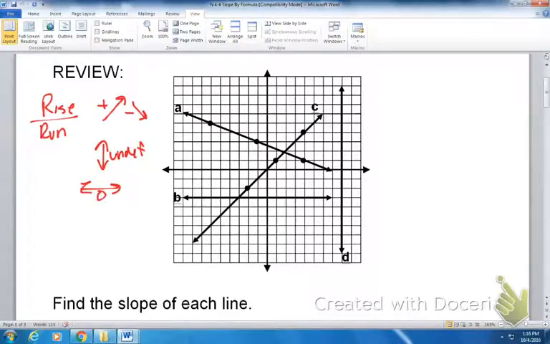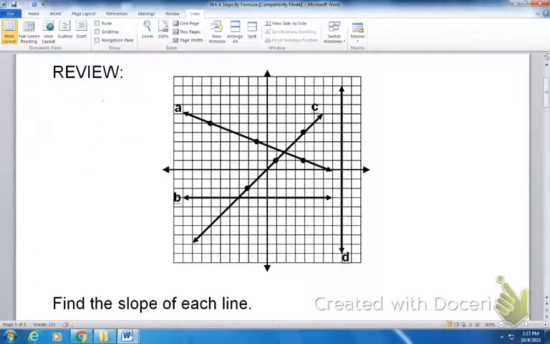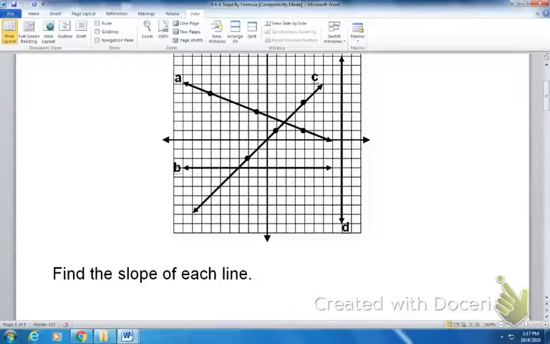So I'm going to write these, I can scoot it down just a little bit. Make sure you have that written down. Let's go down to the bottom here. I'm going to try to keep the graph in the picture. So first, I have line A. So I want to look at line A.